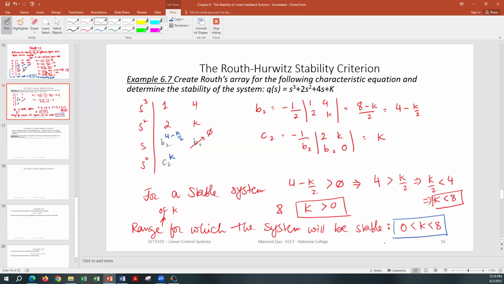K has to be greater than 0. If not, then this is going to become 0. Remember, in the first column the sign should not change. Either all the values should be positive or all the values should be negative. Since the first two values are positive, we want the third and fourth values to be positive as well in order for the system to be stable.